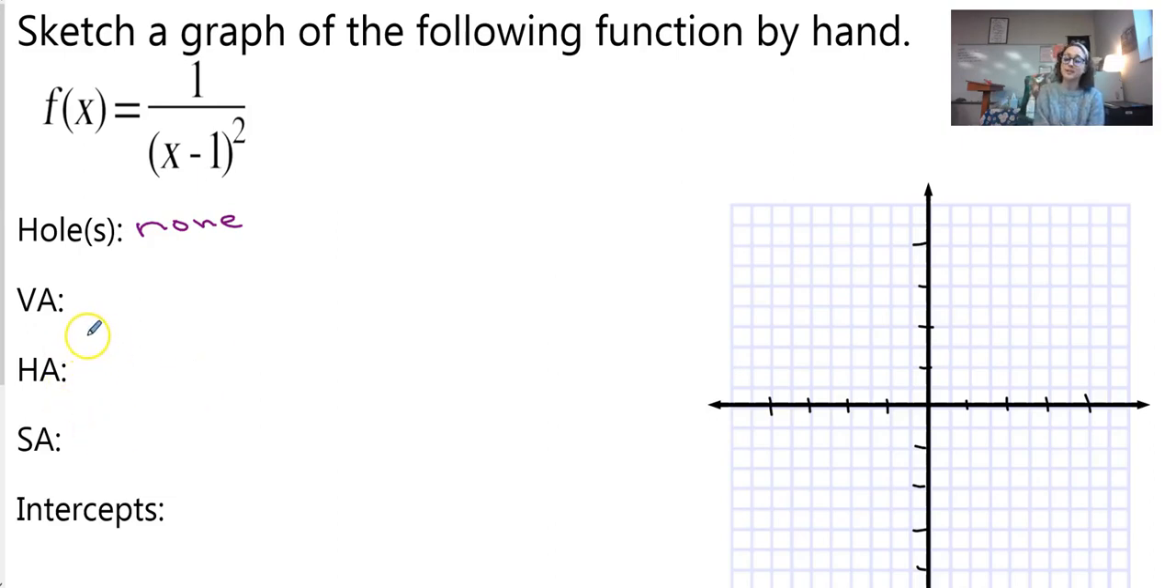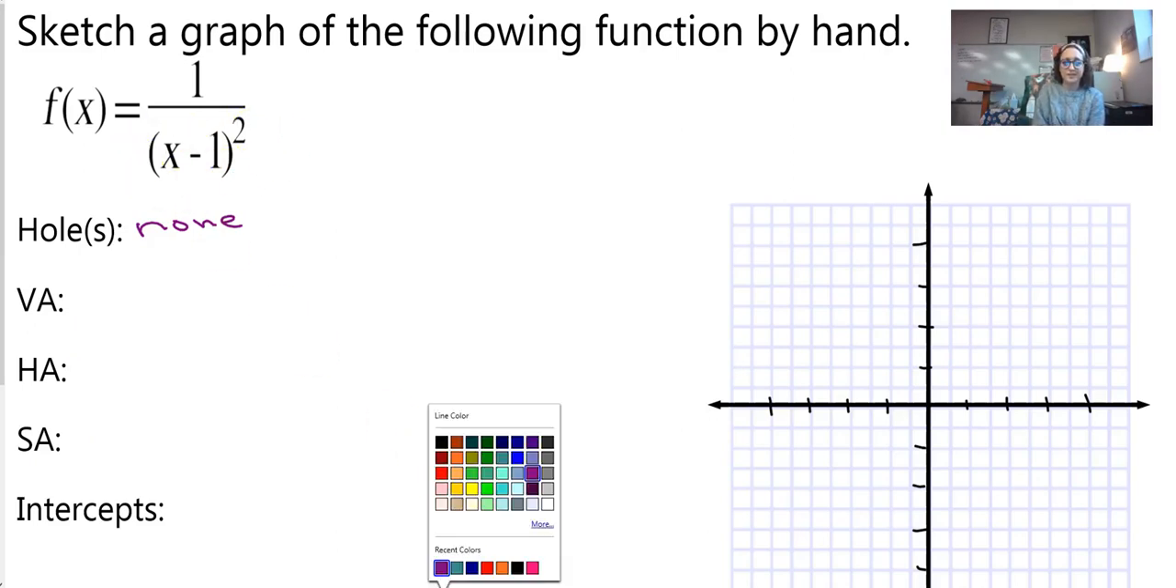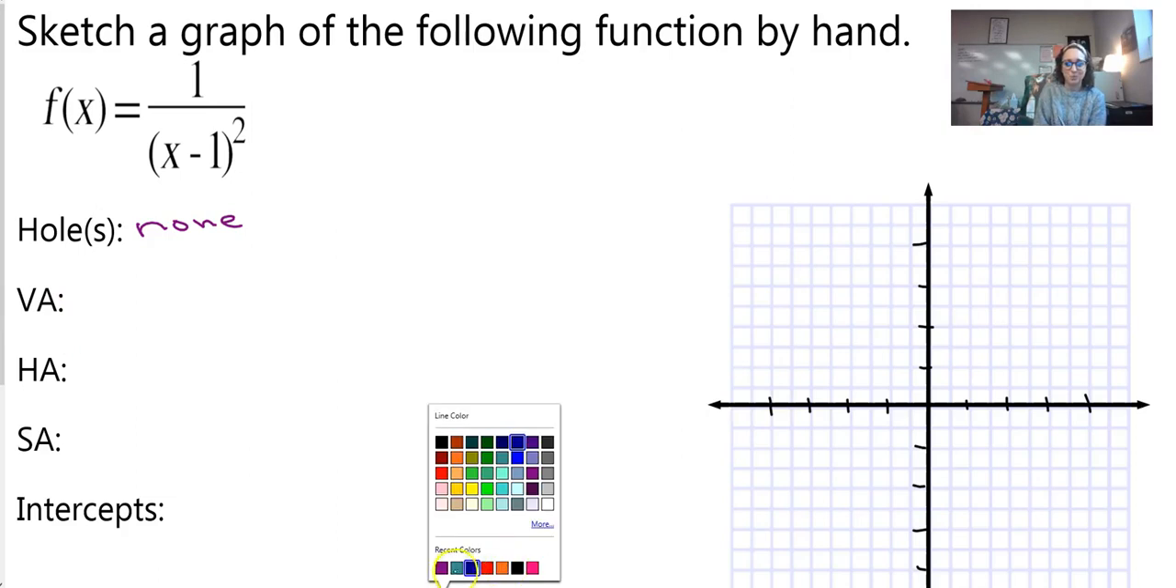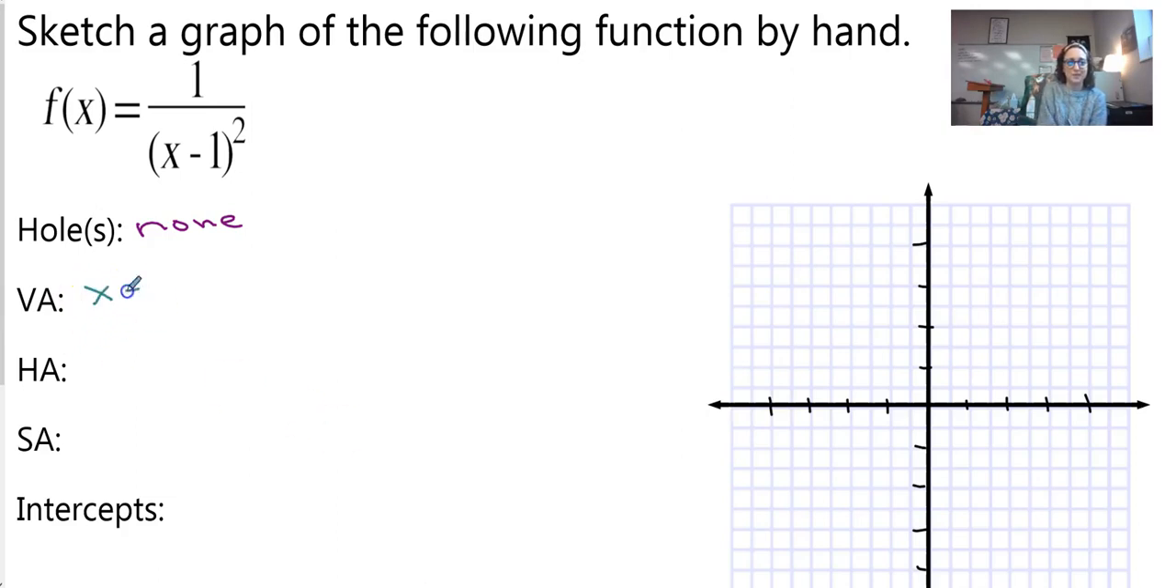All right, so now we're going to look at vertical asymptotes. So you take a look at your denominator again, and you say, okay, well, now that I've canceled, if possible, what's going to make the denominator 0 now? And that's going to be x equals 1, right? So that's going to be my vertical asymptote, and I'll go ahead and graph that.